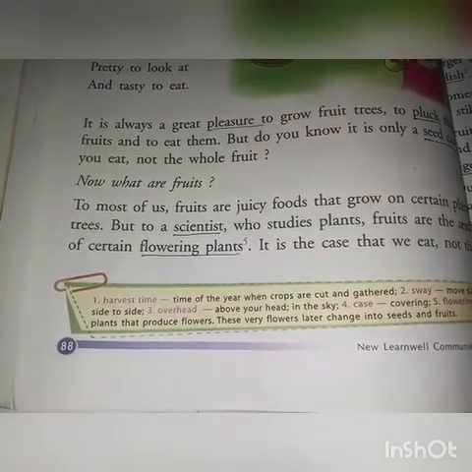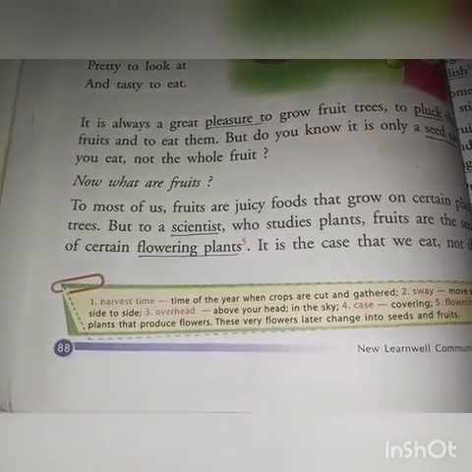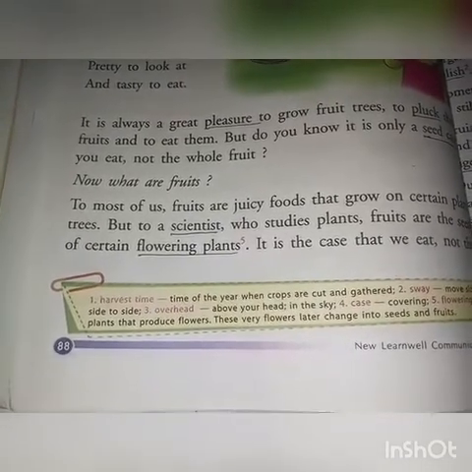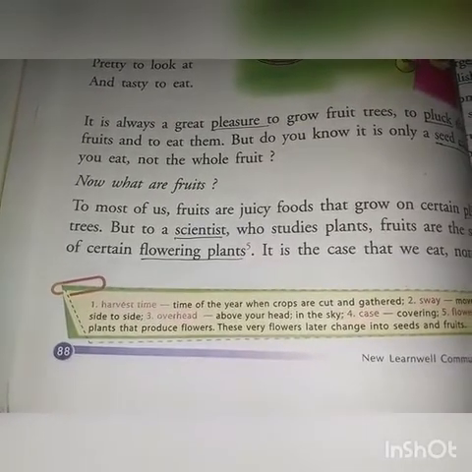It dries up, and from that flower the seeds develop. To protect that seed, the covering is made, and that covering is the fruit. So we eat that covering and we throw away the seeds.